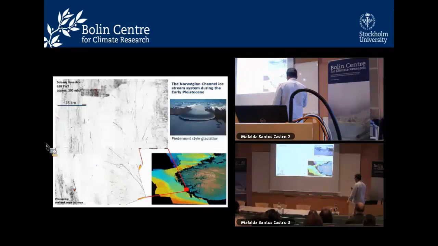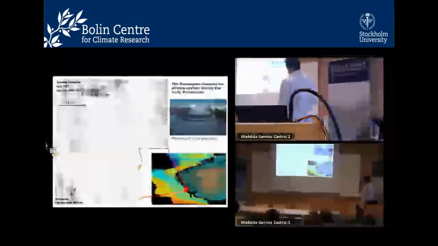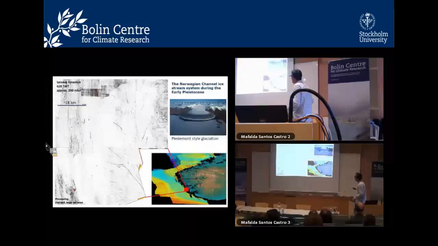Okay, so what were the first glaciers to arrive in the North Sea? Well, if we look along the Norwegian coast, the first glaciers to come into the system would have advanced down the Norwegian fjords, similar to what you see here, and then spread out into the North Sea. And we have seismic evidence for this.